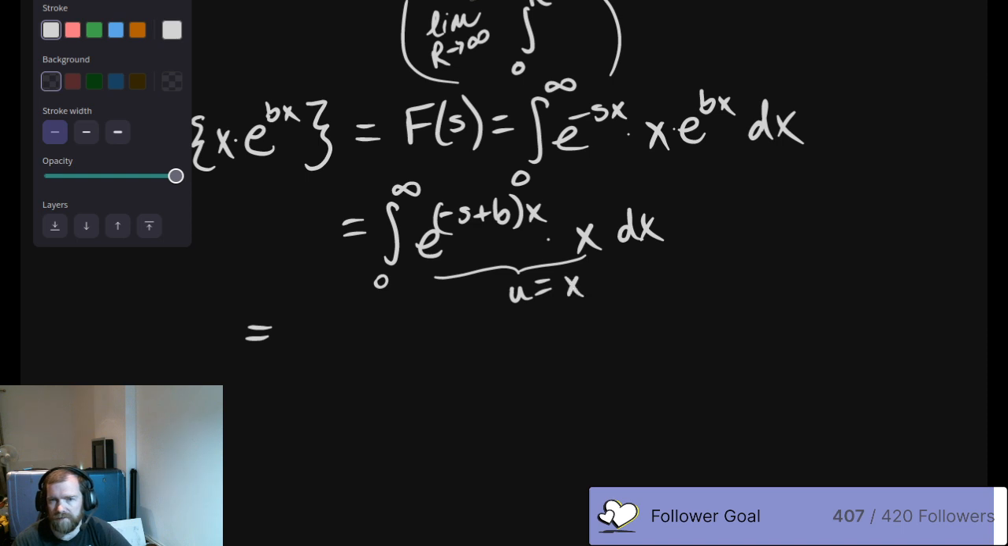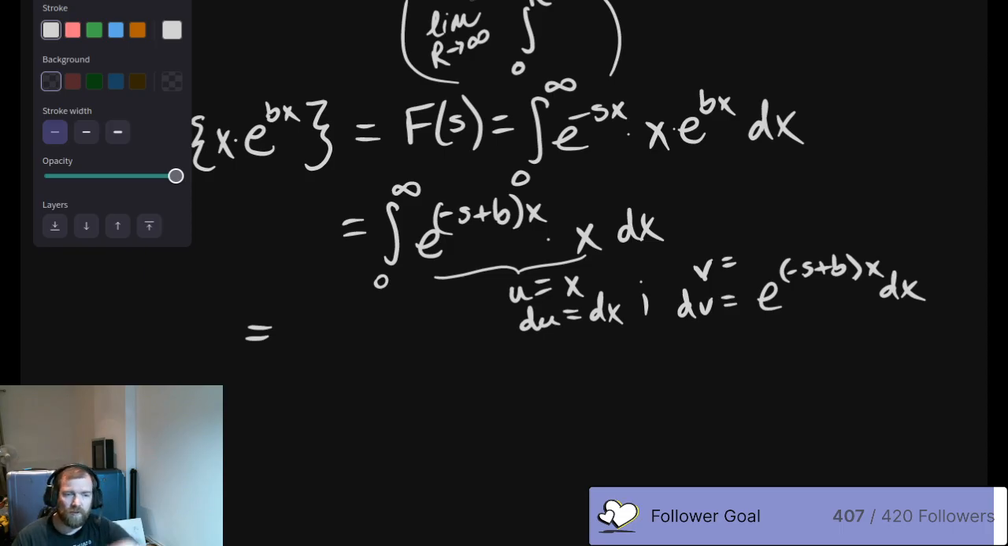So what we say is, okay, let's let u be the thing we want to differentiate. That's just going to be x, and therefore du is going to be dx. dv is the thing we want to integrate, which an e function is going to be very nice to integrate: e to the negative (s plus b) times x dx. Right, and then going backwards, what's the actual integral of this one part?